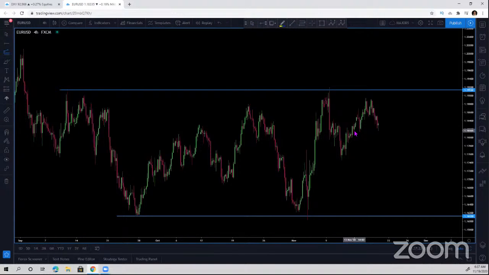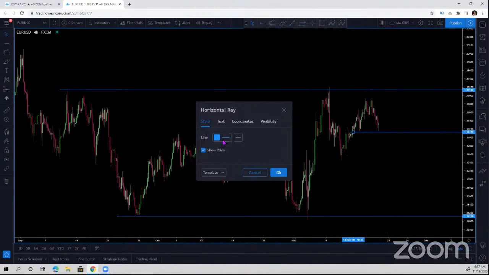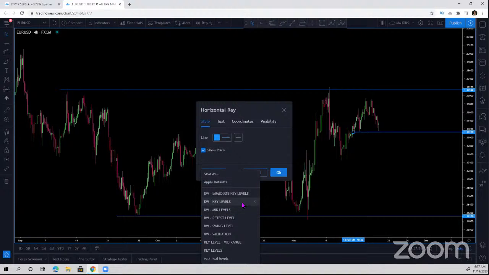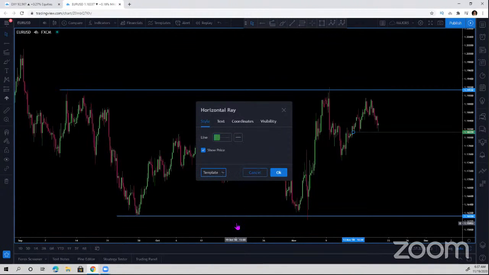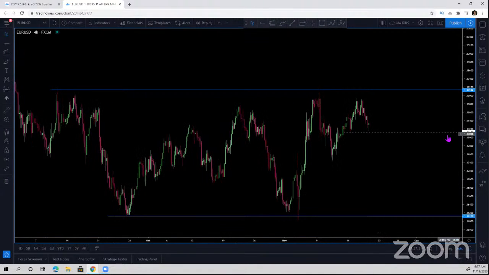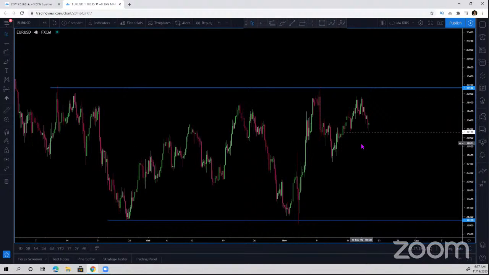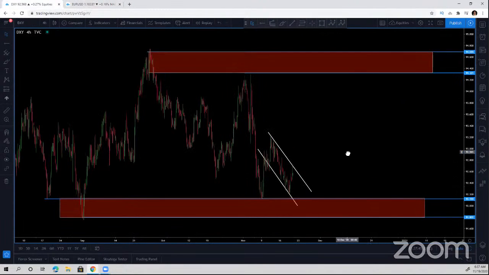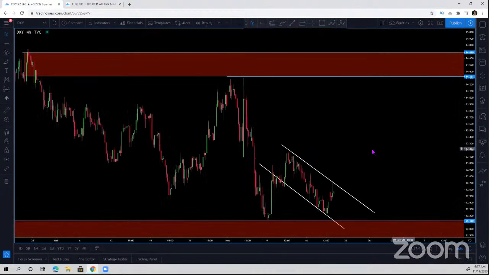Okay, so we have a clear bottom on the Euro USD, right? I'm sorry, on the Euro USD. All right, I like that. So we have a clear bottom on the Euro USD, whilst we are inside of what seems to be a continuation pattern on the DXY.